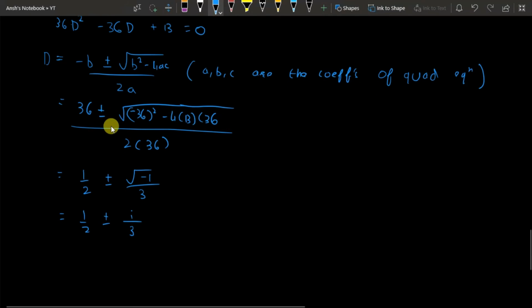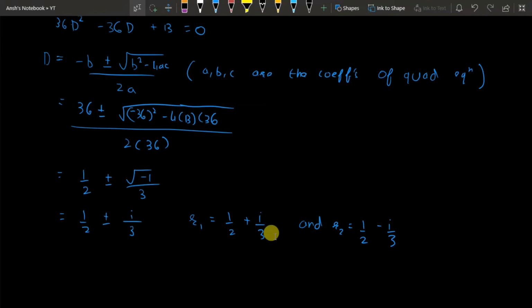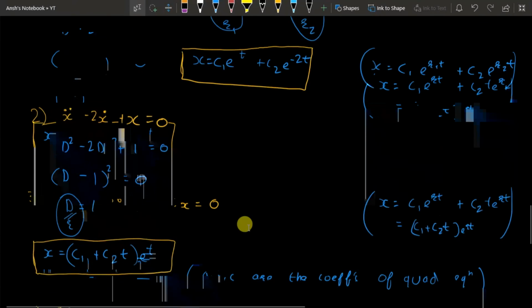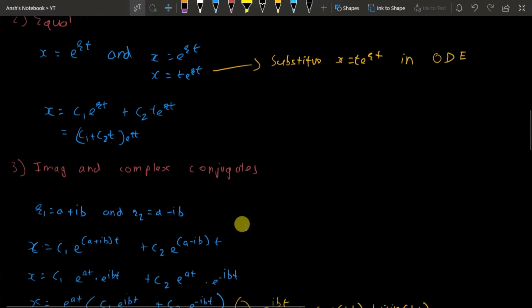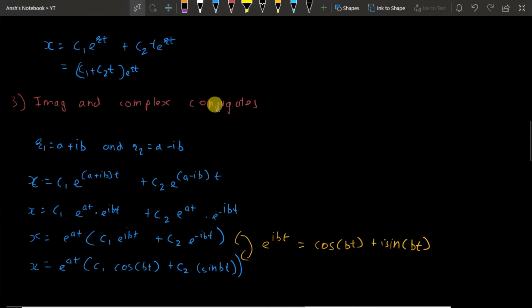So we know the solution of the quadratic equation. Our two roots, as we know, would be R1 = 1/2 + i/3, and R2 = 1/2 - i/3. So we know the roots of the quadratic equation now. What was the general form of the differential equation? When the roots are imaginary and complex conjugates, our final form of the solution is this.